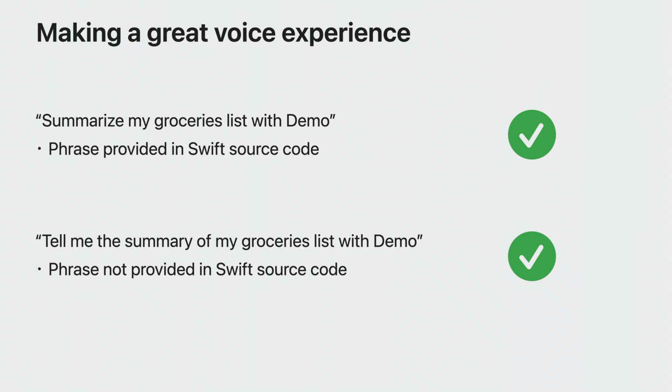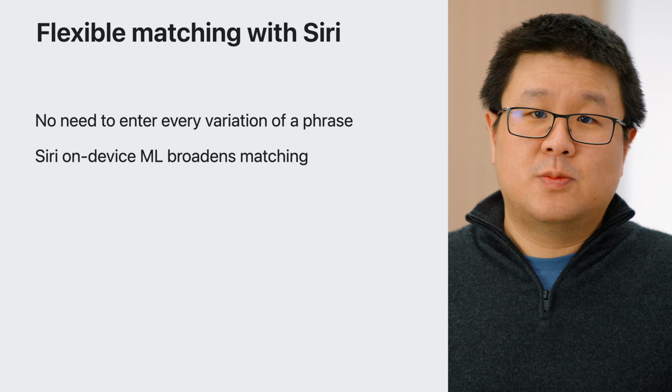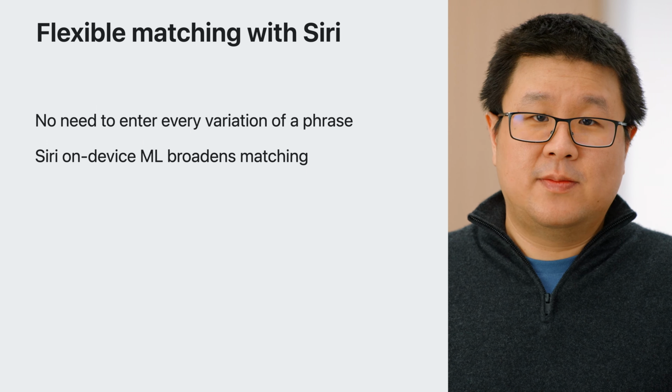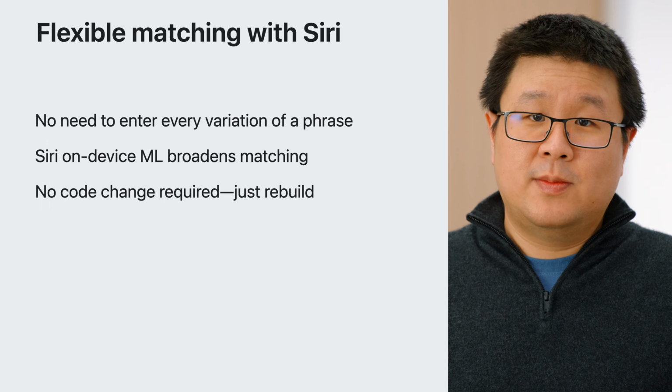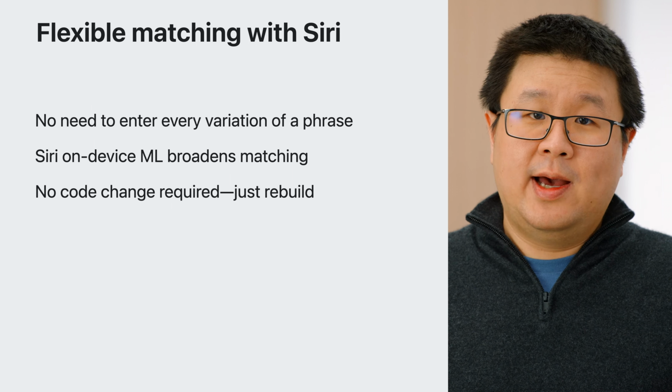In iOS 17, we're giving you the ability to speak more naturally to trigger your app shortcuts. This takes advantage of on-device machine learning to allow phrases similar to the ones you provided in your app shortcut to also just work. This is powered by a new semantic similarity index. With this new flexible matching feature, people can use more natural ways of invoking app shortcuts, and you don't have to provide every possible different phrasing. And most importantly, there are no code changes required to get flexible matching. Simply rebuild your app with Xcode 15, and phrases similar to the ones you already have will just work.